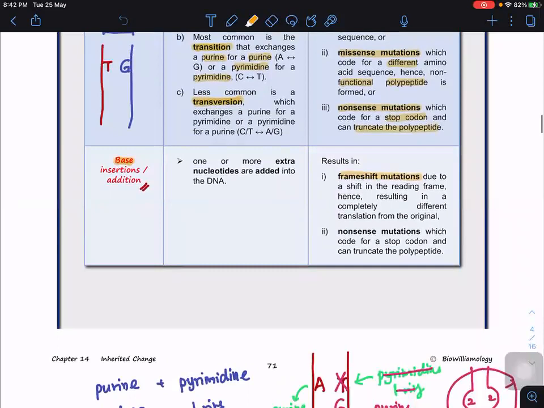Next, base insertions or additions may result in frame shift mutations or nonsense mutations. Just now I said that. Frame shift mutation, because the reading frame shifted. A shift in the reading frame in this case may result in a completely different translation from the original. You can see it's totally different after the frame shift. The reading frame after the mutation has now changed. Or nonsense mutation as usual, because of the introduction of stop codons that truncate the polypeptide.